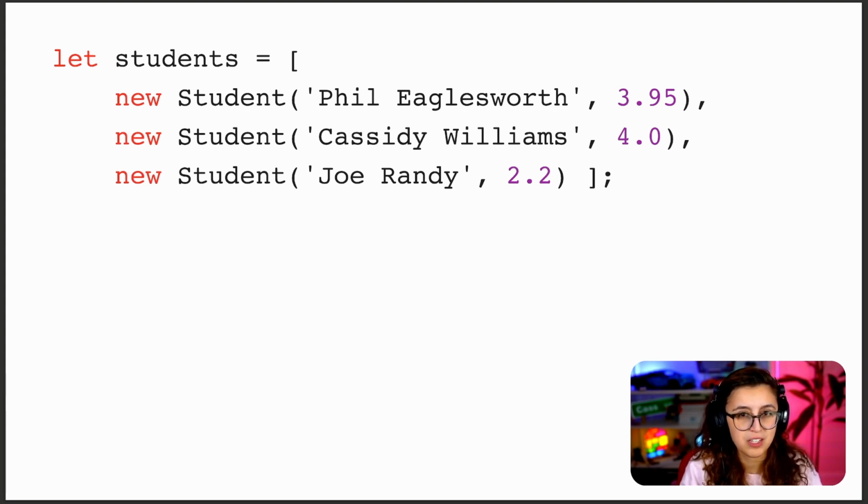Is that how GPAs work in the UK? I don't know. 4 is good in the US, and I hope it makes sense as an example.